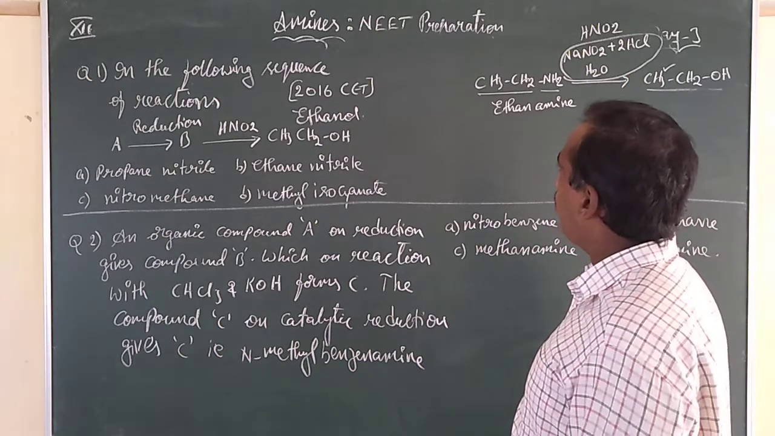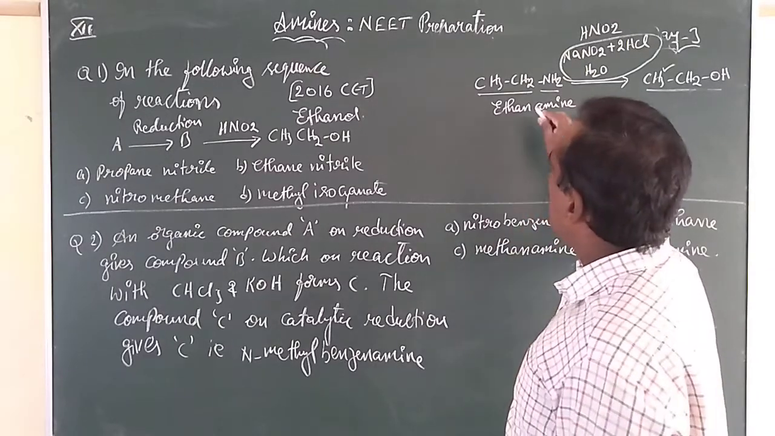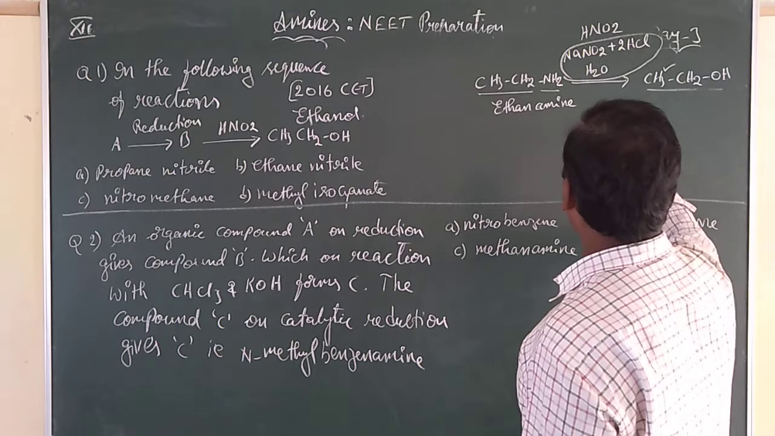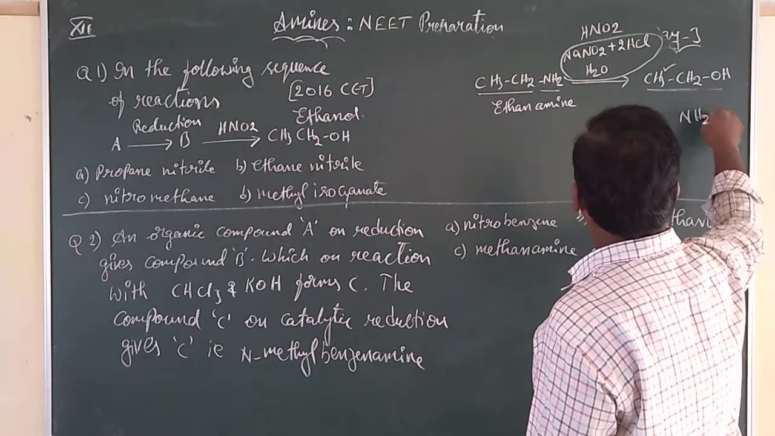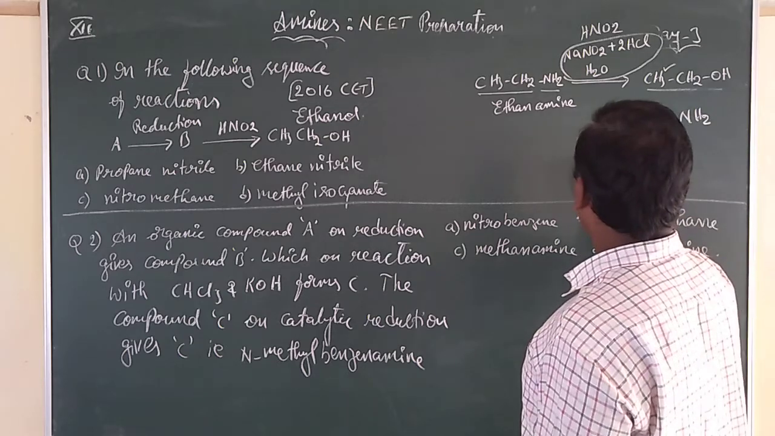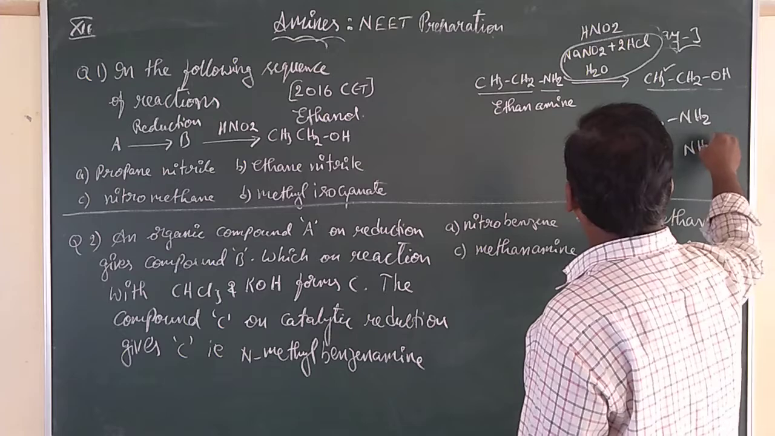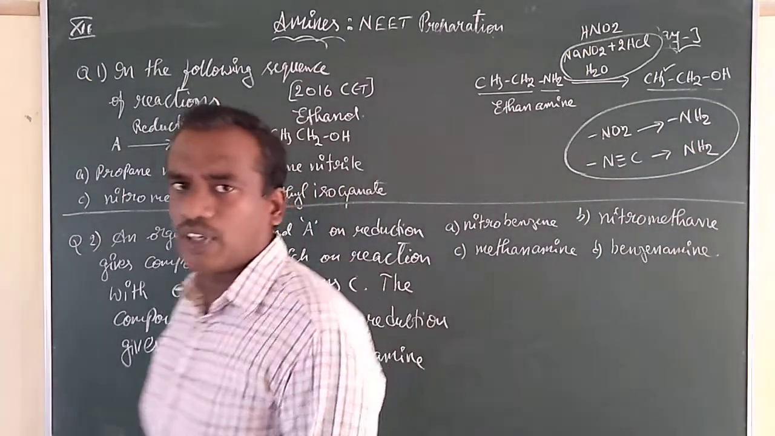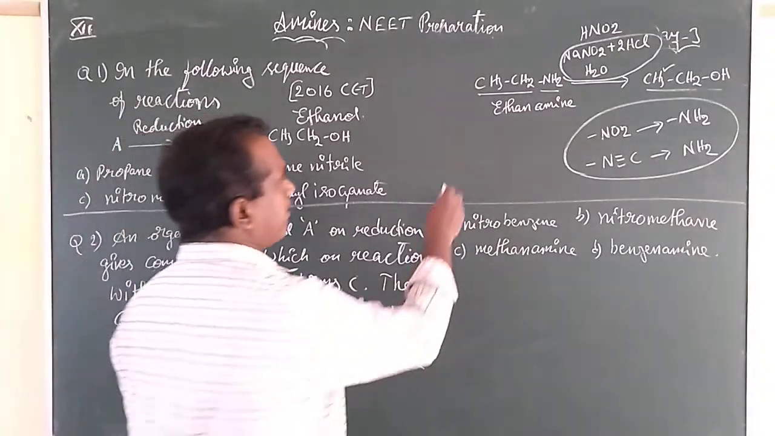But now we don't know what the A is here. What is the A? See, reduction. For reduction we can remember two points. One is that NO2 can be reduced to NH2, and the second is that N triple bond C can also be reduced to NH2. These are the two options in front of us. So A can have an NO2 group.